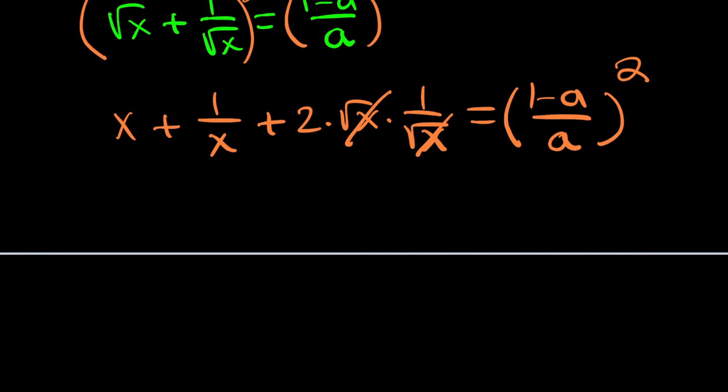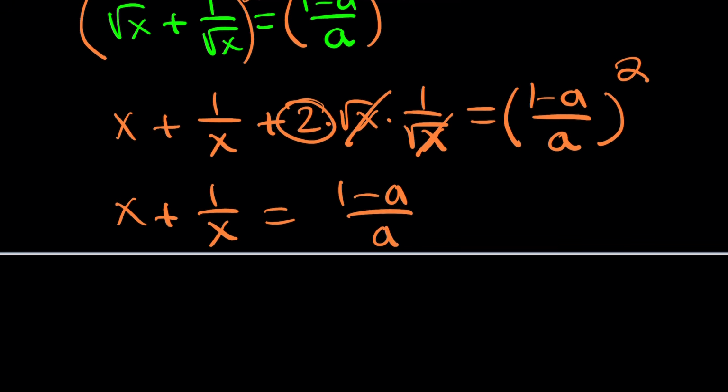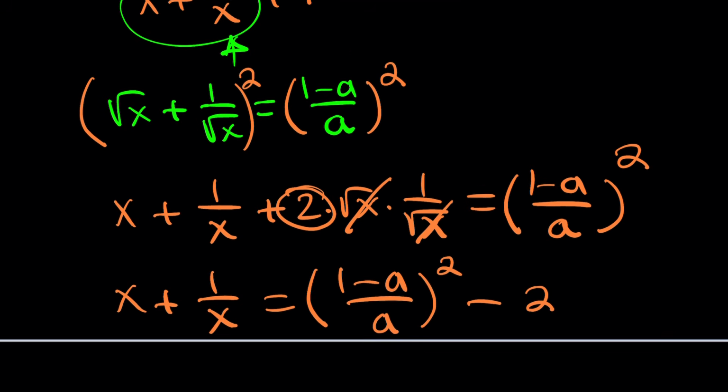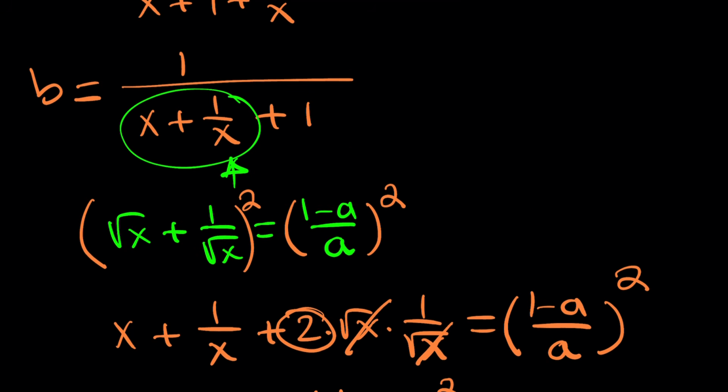Now, I got x plus 1 over x, didn't I? If I subtract 2 from both sides, I actually got what I'm looking for, almost. Okay, this is the answer. Now, you could definitely simplify this, square it, subtract 2, whatever, so on and so forth. That doesn't matter that much. It's easy algebra.